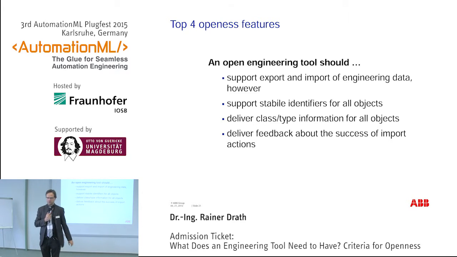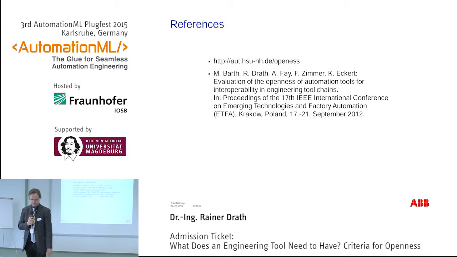The top 4 openness features we need. An open engineering tool should support export and import of data. It should provide stable identifiers for objects. It should deliver class or type information for every object. And it should provide me feedback about the success of import actions. If we just find these 4 features, then we are already in very good shape.